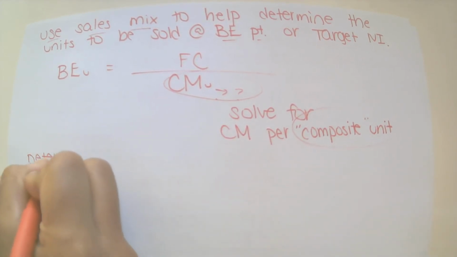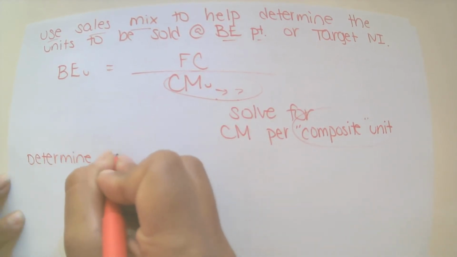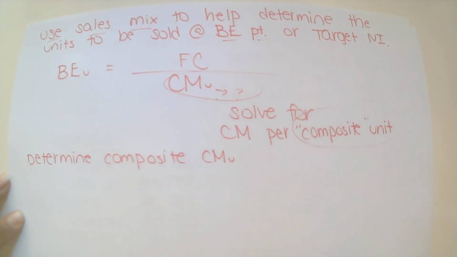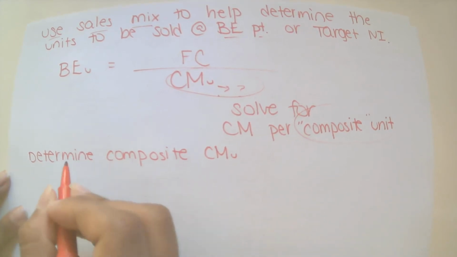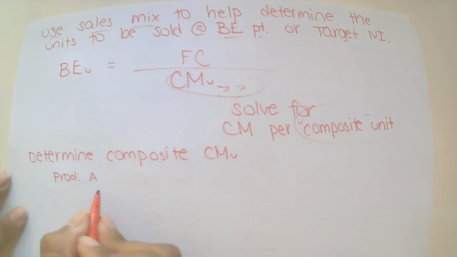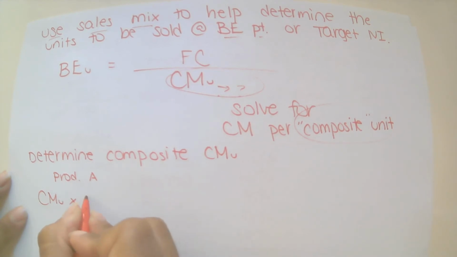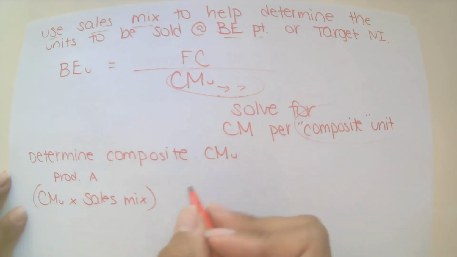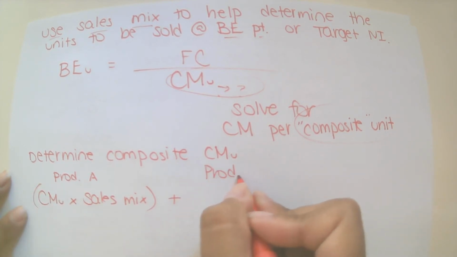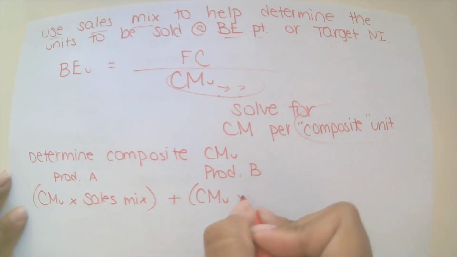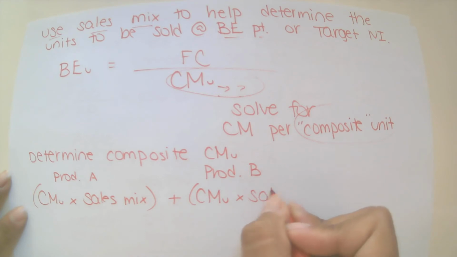So to determine composite contribution margin per unit, you're going to take for product A, so let's say we have product A, you're going to take product A's contribution margin per unit, multiply it by product A's sales mix. You will add that to product B. Take product B's contribution margin per unit and multiply it by product B's sales mix.